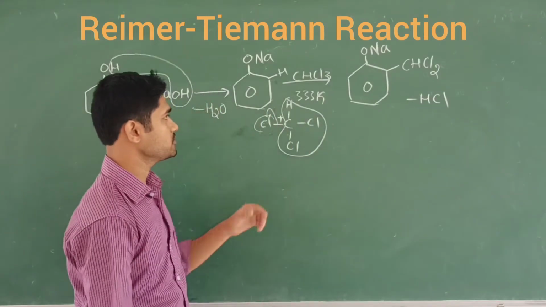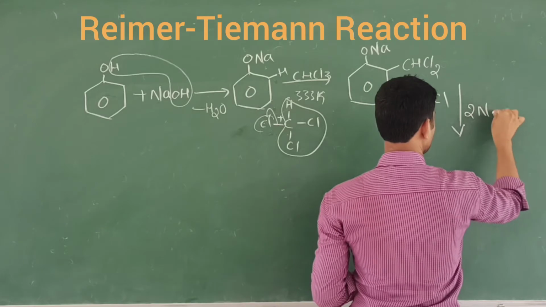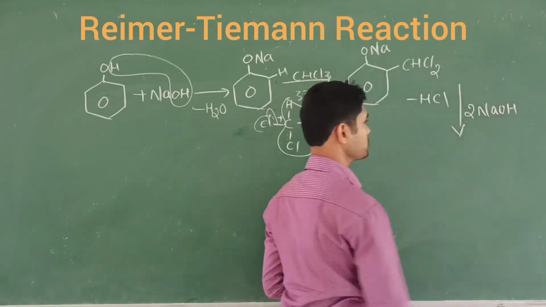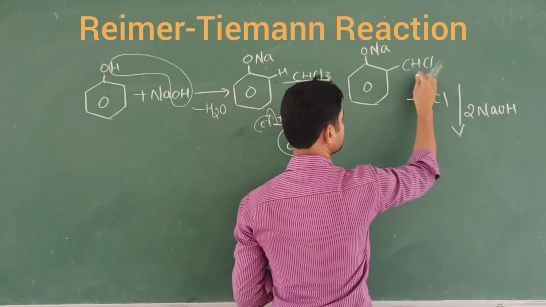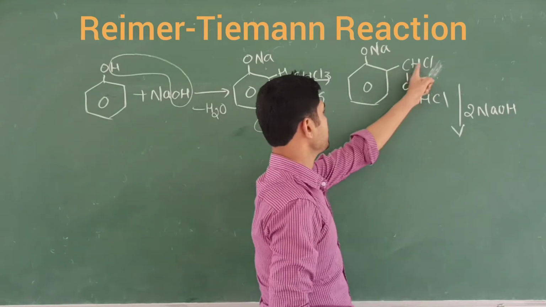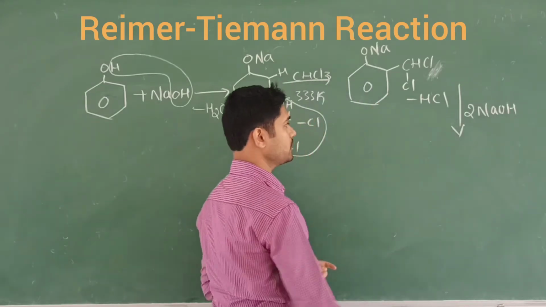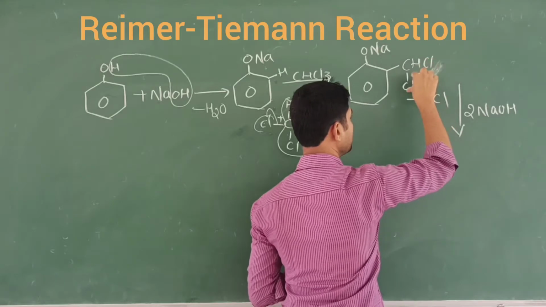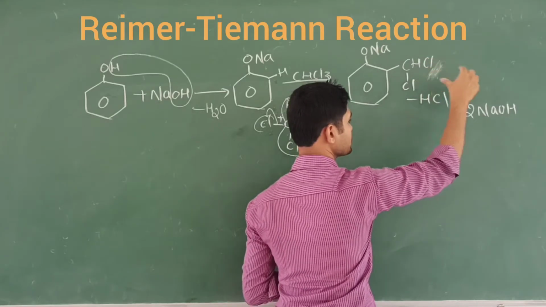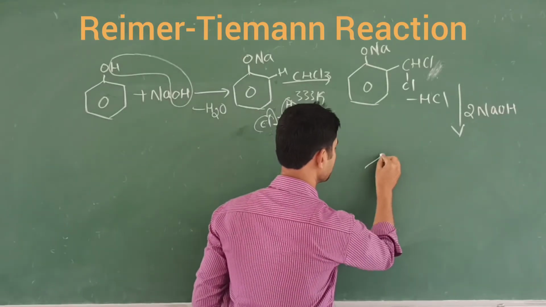Next, it further reacts with two molecules of NaOH. What happens? At the position of these 2 Cl, I am going to write like this, CHCl. Two hydroxide groups from sodium hydroxide will attack here, at the position of the Cl, and we remove the 2 Cl minus and 2 Na plus. That is called 2 NaCl.